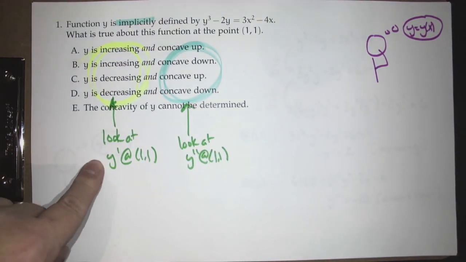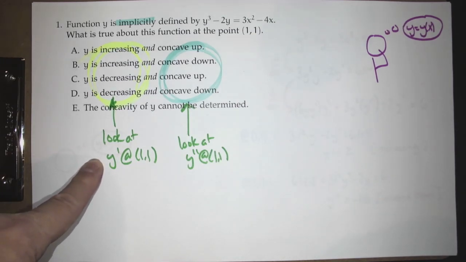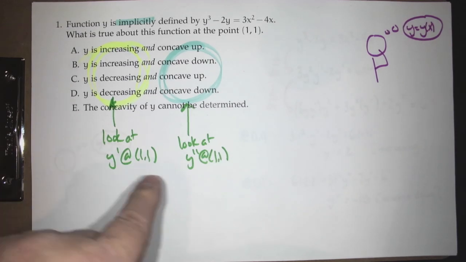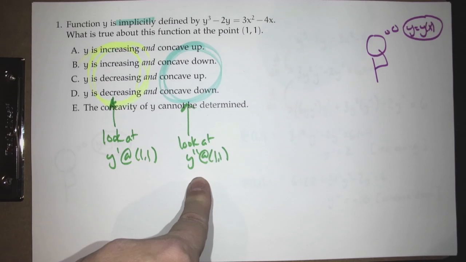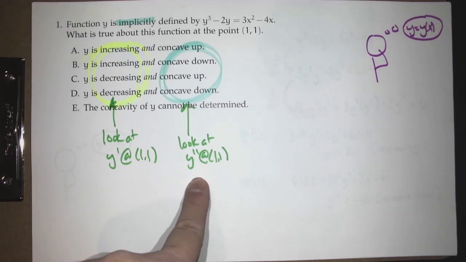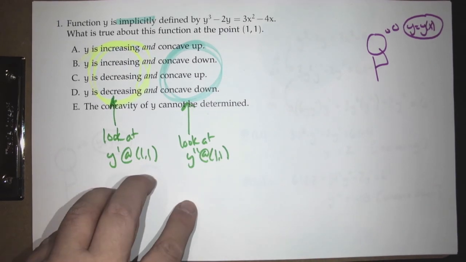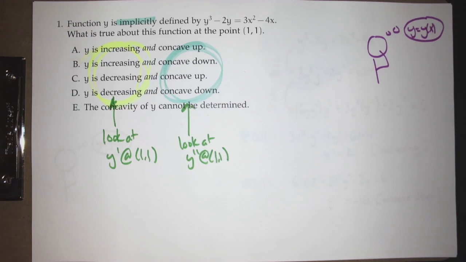So increasing, what does that tell us about y prime? How do we know if something's increasing? Y prime positive, function increasing. Y prime negative, function is decreasing. Okay, concavity. Y double prime positive means concave up. Y double prime negative, concave down. So this really is a question on what's going on with the sign of the derivative and the second derivative.